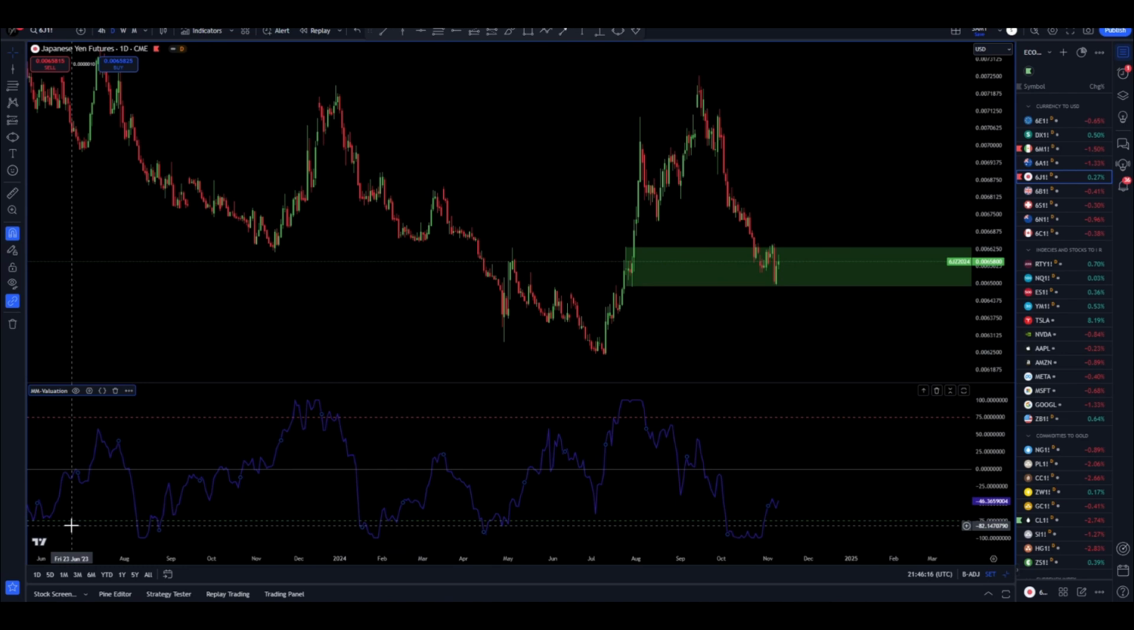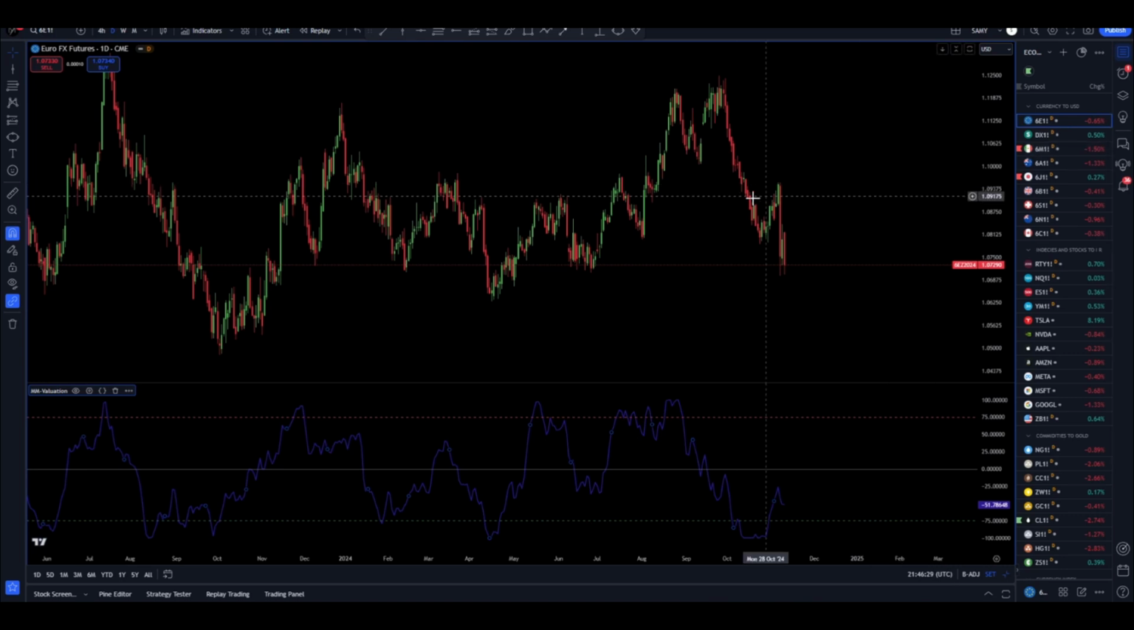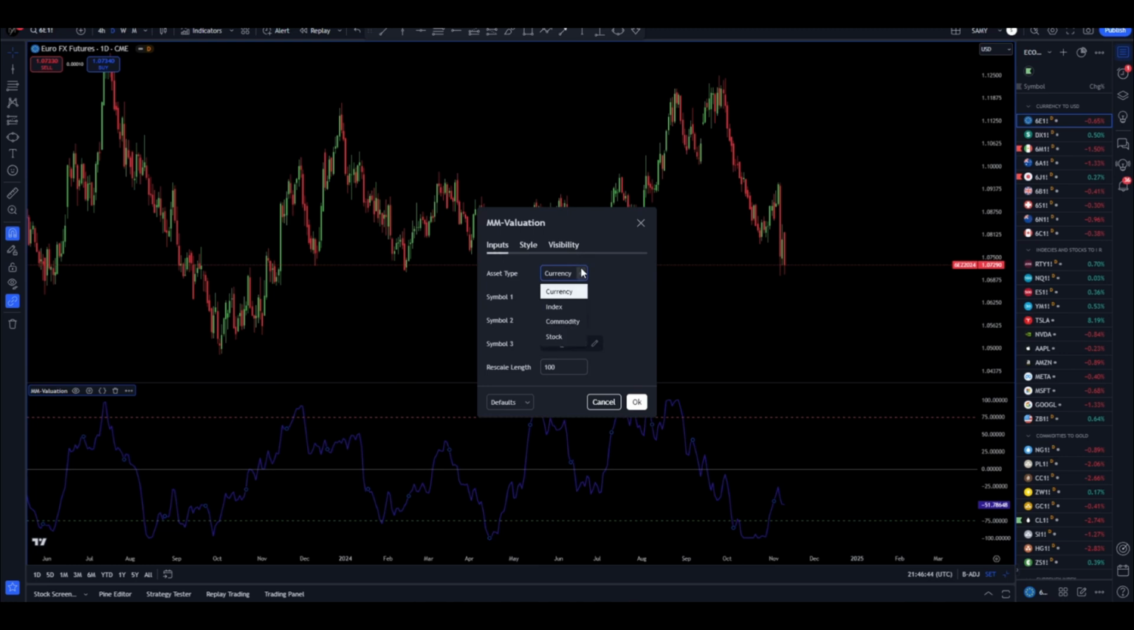First of all, we're gonna see how to do the valuation in currencies, so in the currency market. First of all, we're gonna select a currency, and then we will compare that currency to the dollar, because the dollar is the world reserve currency. So we just selected the euro, and then we will go to the settings and select the currency, because we are comparing the currency against another currency.